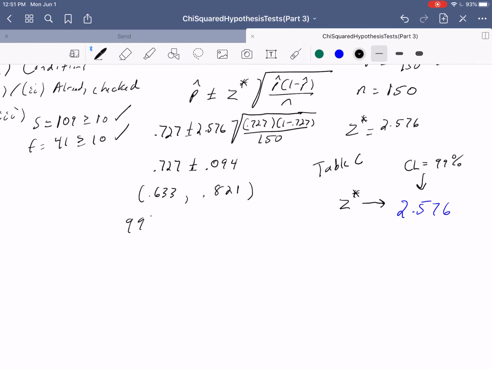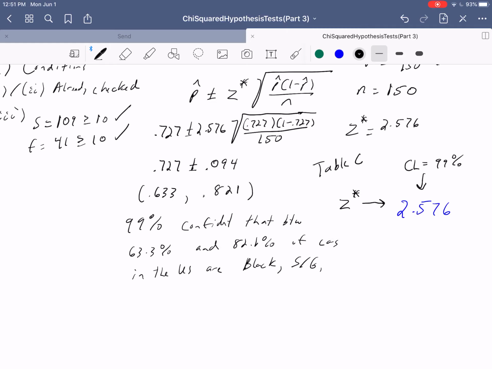Then we can interpret that. We can say we're 99% confident that between 63.3% and 82.1% of cars in the U.S. are black, silver or gray, or white. So in other words, we're saying anywhere from about 63% all the way up to about 82% of the vehicles out there in the U.S. are either black, silver, gray, or white. All right, so there we go.